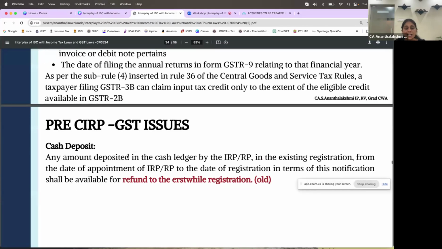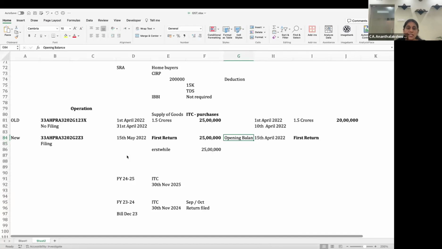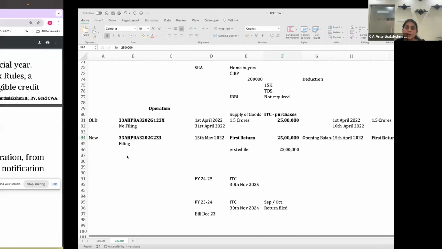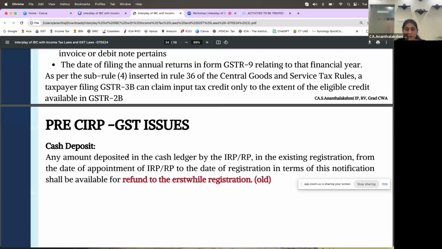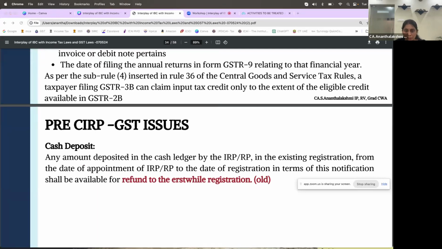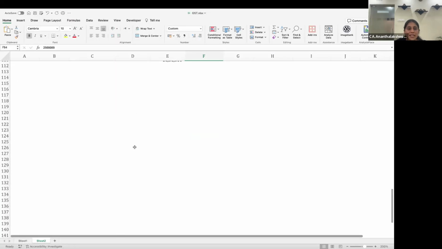Okay, then we will see, as his question is, here in this case he had ITC of 25 lakhs. Sometimes by mistake he would have deposited cash, that means in his cash ledger. With regard to GST, we use the terms cash ledger and credit ledger. Since most of them are CS, I'll give a few explanations on this subject: cash ledger, credit ledger.